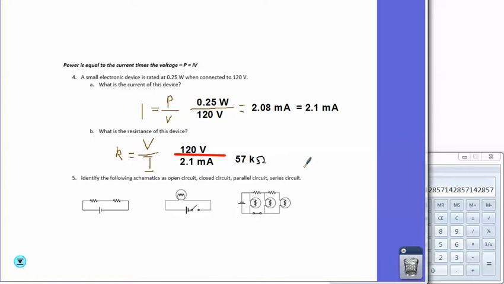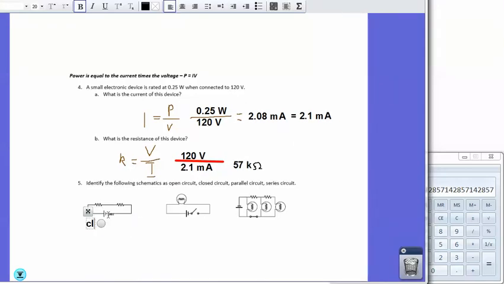Okay, now number 5, another kind of easy one to work with here. Is it open, closed, parallel, or series? Right here, this is a closed circuit. Okay, so actually instead of doing that, we'll type it out. That's a closed circuit, right? And this is an open circuit because the switch is open, right?